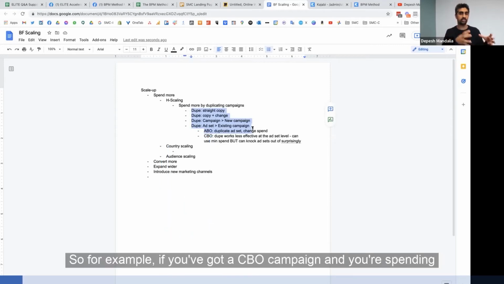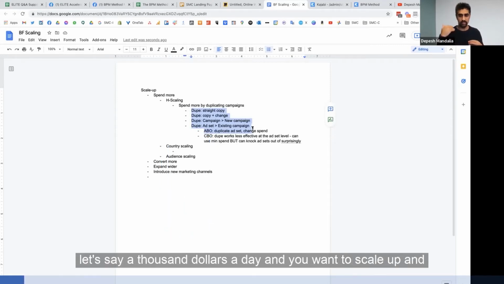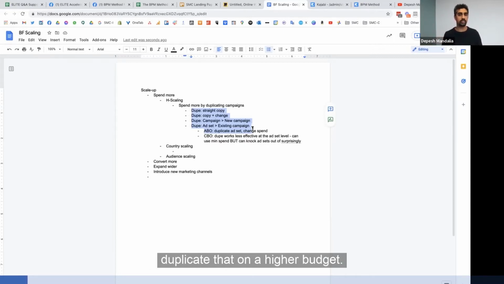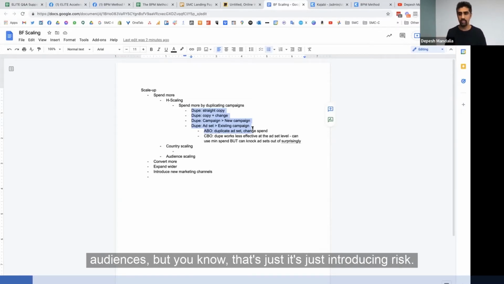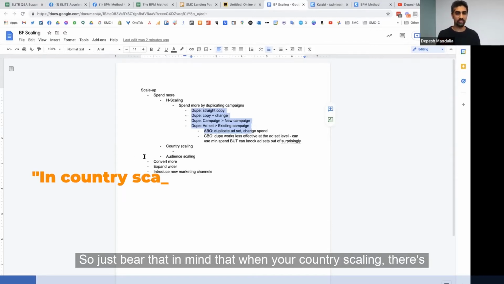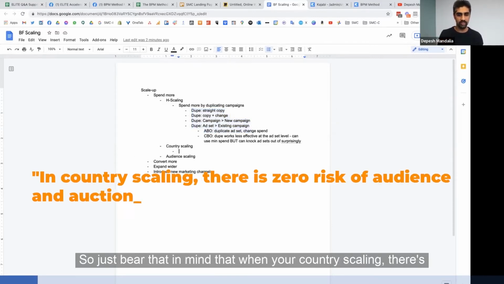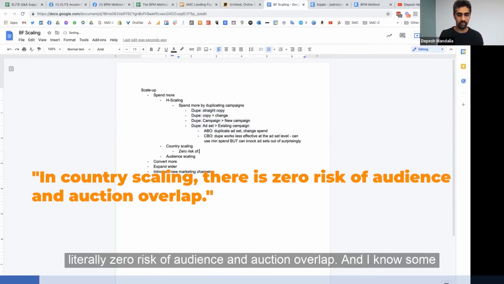So for example, if you've got a CBO campaign and you're spending, let's say, $1,000 a day, and you want to scale up and duplicate that on a higher budget, there's an element of competition. It might not be high because you've got super large audiences, but it's just introducing risk. So just bear that in mind, that when you're country scaling, there's literally zero risk of audience and auction overlap.